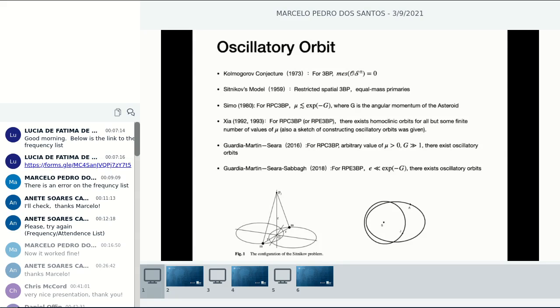Another work is by Guardia, Martin, Seara and Sabbagh in 2018. They considered the restricted planar elliptic three-body problem. For this problem, they assumed that the eccentricity between the Sun and Jupiter is exponentially small compared to the angular momentum. For such a setting, they get the existence of the oscillatory orbit.